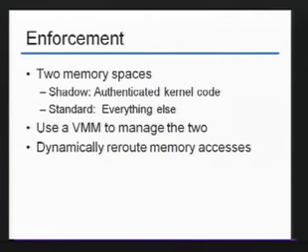So enforcement: what do I do to build this new architecture? The goal here is to run the operating system and have two separate memory spaces underneath it that the operating system doesn't know about. One is called the shadow memory, and this is where we put all of the known good authenticated kernel code. The other is the standard memory, and that's where we put everything else. And we're going to use the virtual machine monitor to manage the two and ensure that an operating system's memory access requests are routed to the proper memory space.